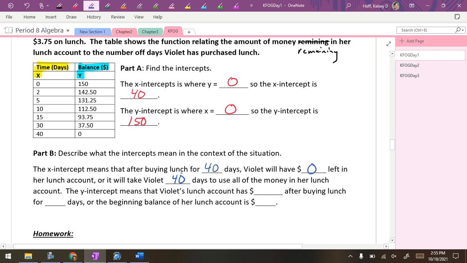The y-intercept means that Violet's lunch account has $150 after buying lunch for 0 days. Or the beginning balance of her lunch account is 150. If I didn't give you these blanks to fill in, I would say something like, if you just said to me, Violet started with $150 in her account. It took Violet 40 days to spend all of her money. I would know you were talking about her intercepts.